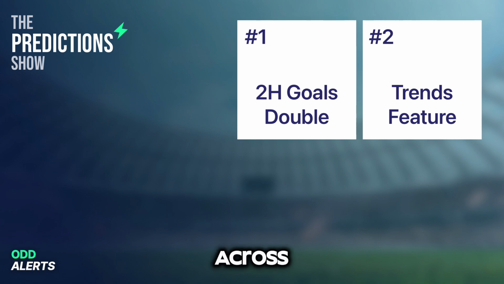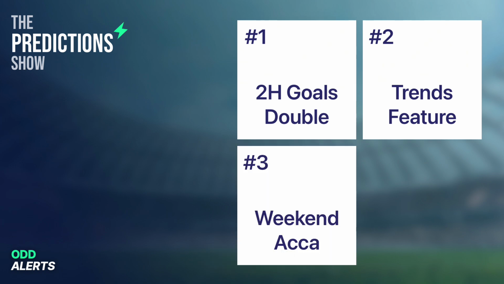Then we move across to the trends pages on OddAlerts because I've got a brand new killer feature for you that is going to save you so much time. Then we put together the weekend-long form guide ACCA. This made its debut in the Discord last week and it was a winner at 5.41, and this ACCA will exclusively use the data on the form guide page.